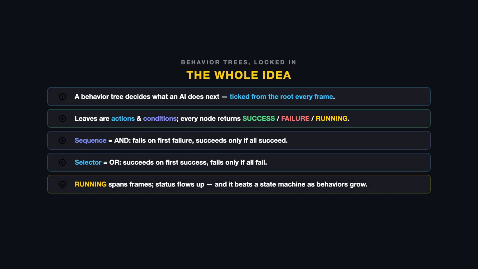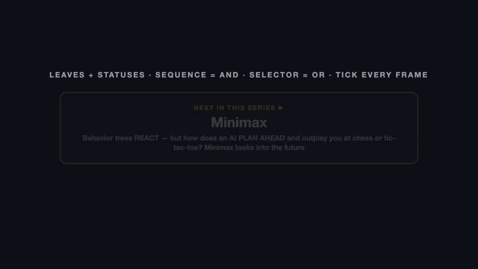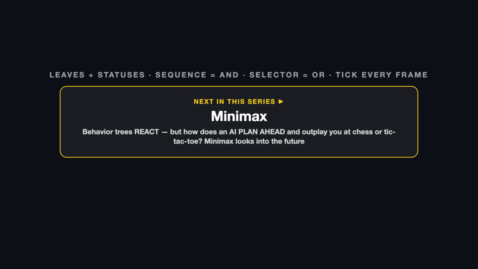A sequence is "and": it fails on the first failure, and succeeds only if all succeed. A selector is "or": it succeeds on the first success, and fails only if all fail. Running lets a long action span frames, and each status flows back up to the root. Put a sequence under a selector, order the children by priority, and a guard patrols, chases, and attacks, with no tangle of if statements. So that is the behavior tree, the decision-making brain that sits on top of your pathfinding.